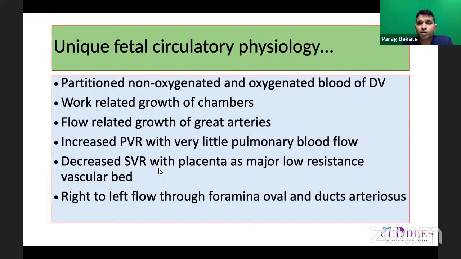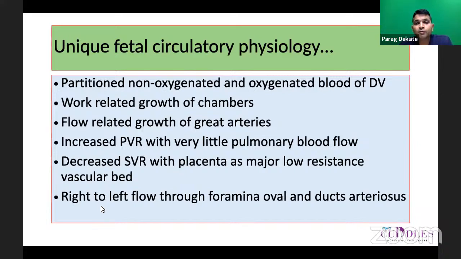For us, it is really important to maintain the blood pressure. But SVR is very, very low in intrauterine life to maintain the perfusion. And why it is low is because of the placenta, because it secretes a lot of prostaglandins and other vasodilatory hormones which keep the SVR very, very low.